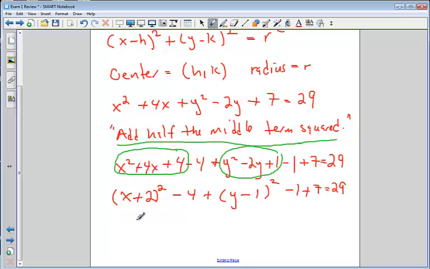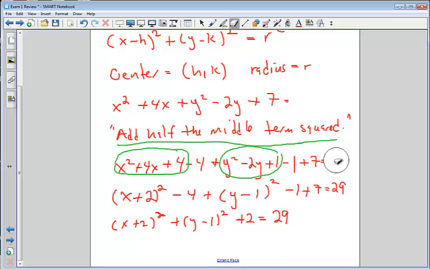Great. All right, so let's bring the numbers together. So I have x plus 2 quantity squared, and then I have plus y minus 1 quantity squared. I have minus 1, minus 4, minus 1, which is a negative 5, plus 7, so plus 2 is equal to 29. And actually, I'm going to change this right-hand side so we can make this nice. So instead of having it equal to 29, let's just change it.